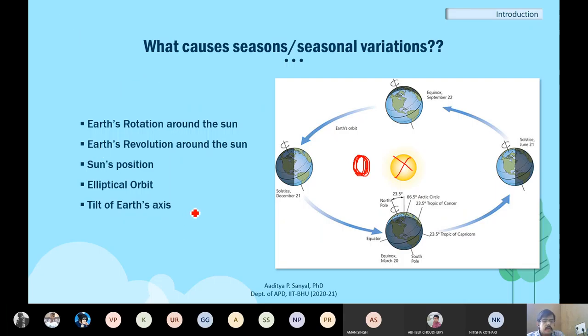So, revolution completes the year. Sun's position, the sun is a bit off-centered. Elliptical orbit. All of them, to some extent, may contribute. The major thing which actually contributes is the tilt of the Earth's axis. Since the Earth is inclined at around 23.5 degrees about its own vertical axis, that helps in creating our seasons. Just that slight tilt.